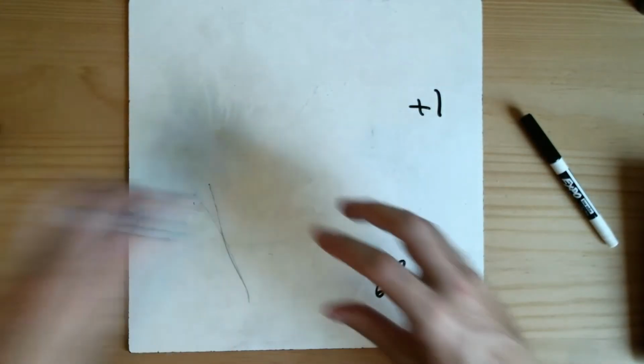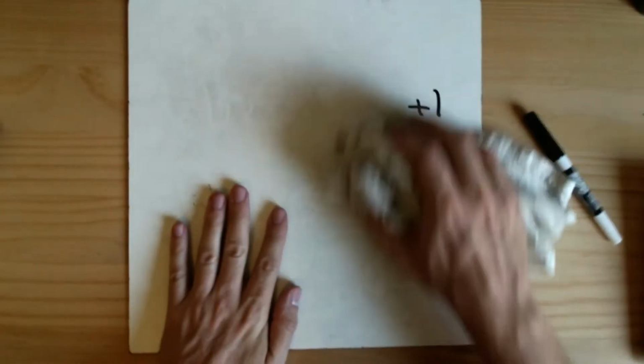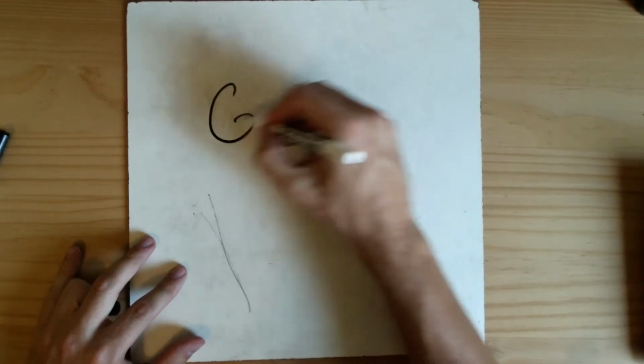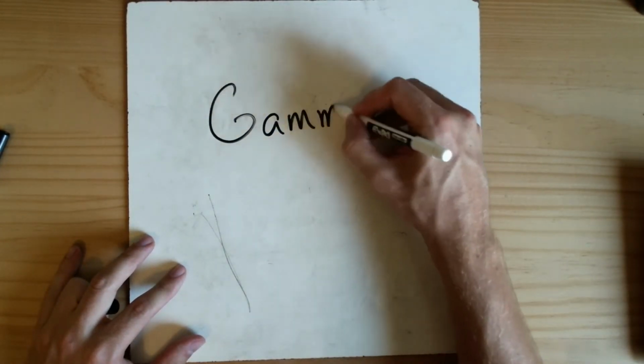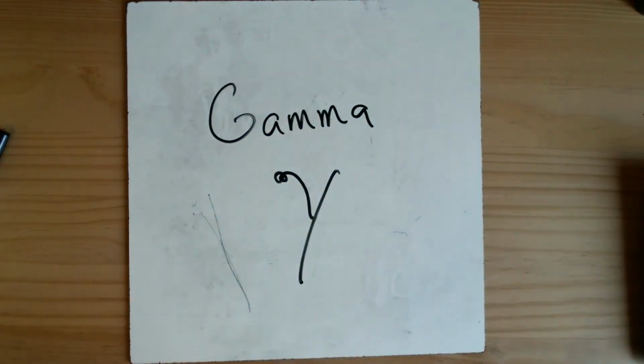Now our last one is the most dangerous, but it's also the most easy to explain. So the last type of radiation that you might see is gamma radiation. Gamma radiation is represented by kind of a squiggly looking Y, and no, if you take an overdose of gamma radiation, you do not become the Hulk, you become dead.